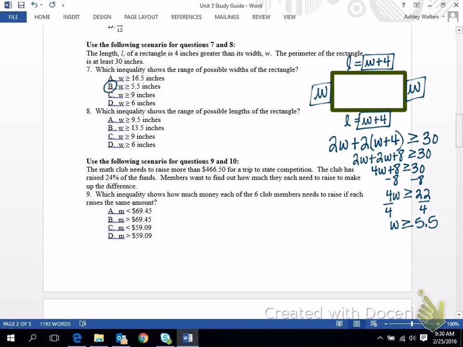When you look at 8, it says, which inequality shows the range of possible lengths of the rectangle? Now, each of these options contains a W, but it should contain an L. And when we're talking about the lengths, if we know that the width is 5.5, then the length has to be 5.5 plus 4. So that means that the length has to be greater than 9.5.